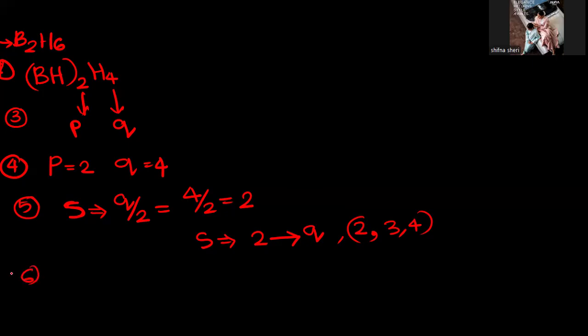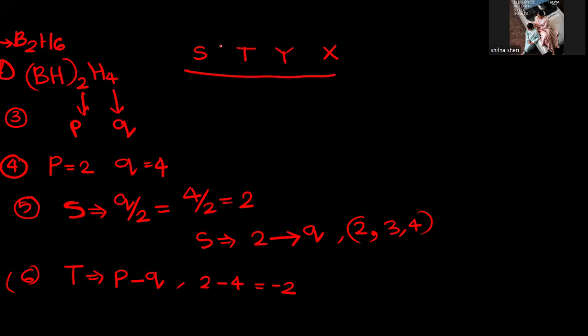The sixth step is to find T. The equation for T is P minus Q. What is P minus Q? 2 minus 4 is equal to minus 2. This is T. And in the next step, you have to write the styx linearly and write the table here. What are the possible numbers of S? There are 3 numbers, right? You have to write them like this: 2, 3, 4.